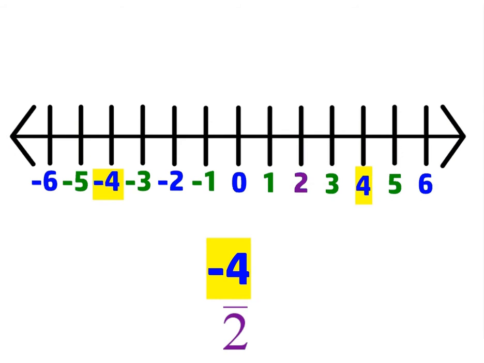Okay, today we're going to look at how to simplify a negative divided by a positive. First example, we're going to start with negative 4. So we're actually going to start over here. Okay?